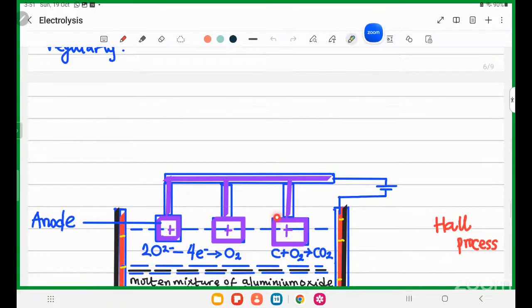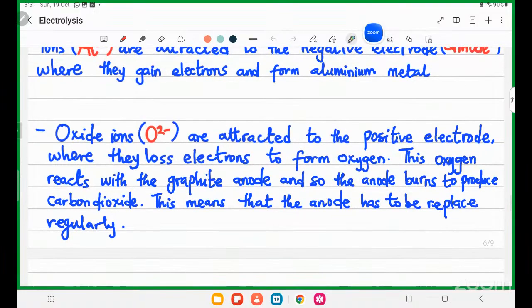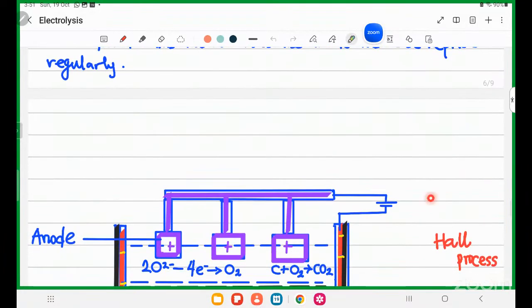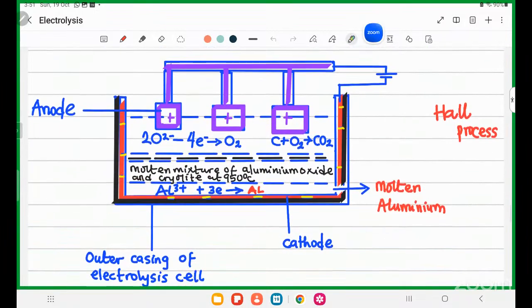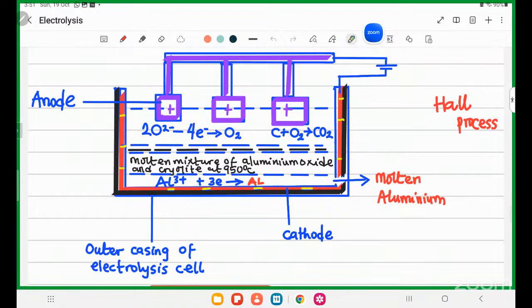This is the anode, the purple panel. So the oxygen that is produced there will react with the carbon to form carbon dioxide. Because the graphite will burn, the anode burns to produce carbon dioxide. This means that the anode has to be replaced regularly. So you have to keep replacing the anode regularly, and this is the electrolytic setup.